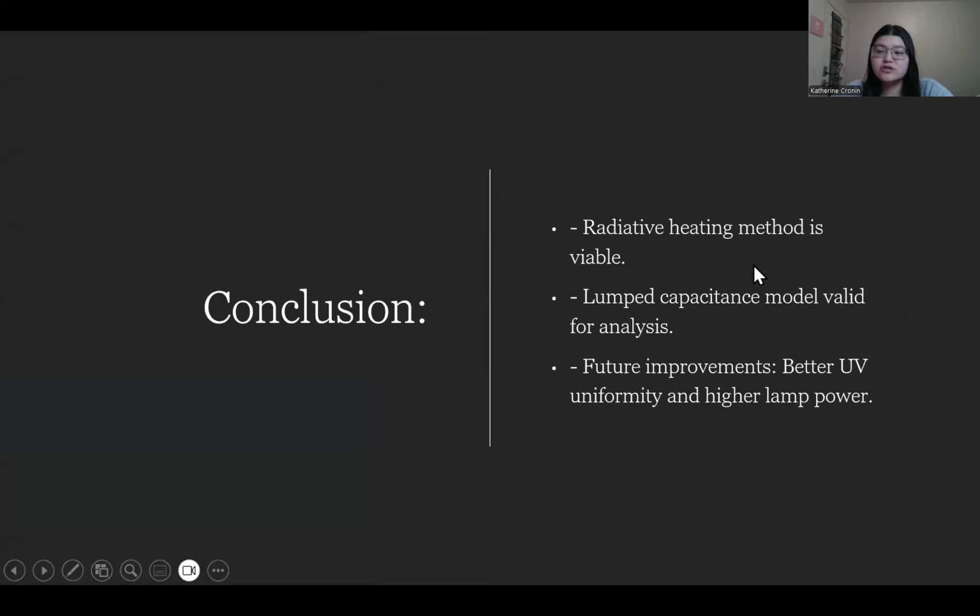The conclusion I can draw from my Lab 11 data processing is that the radiative heating method is viable, and the lumped capacitance model is viable as well for analysis. If I were to do this lab again, I would definitely have a better way of dispersing the UV light and also increase the lamp power of the UV. That brings into consideration safety, because it is very powerful.